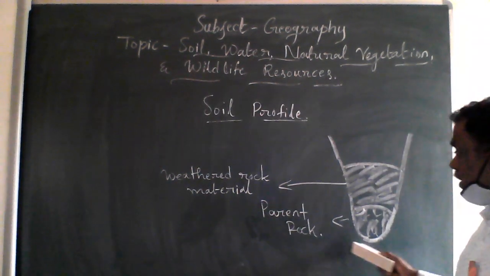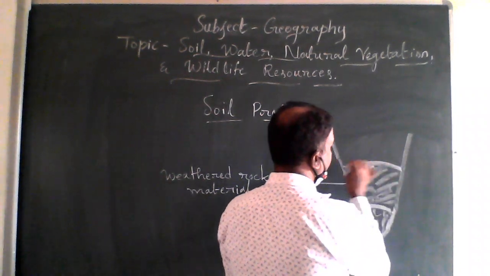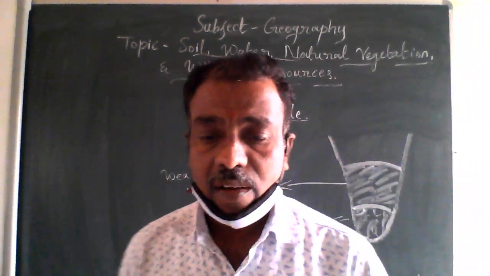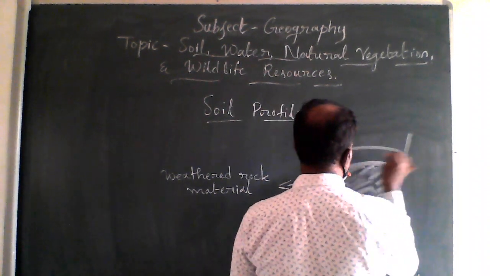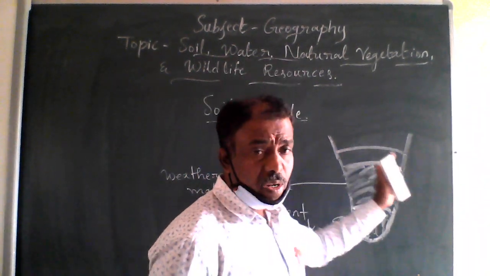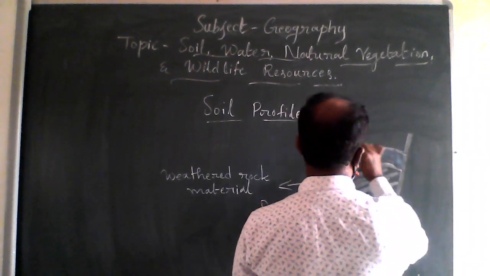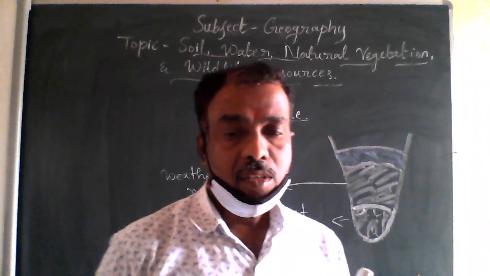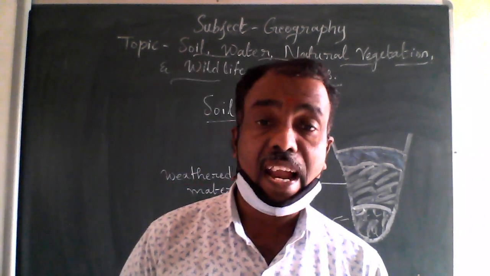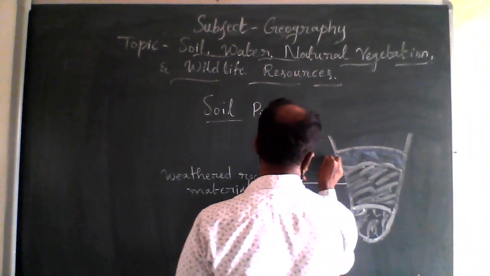Getting it, dear students? This is the parent rock, and this portion is the weathered rock material. Then see this smaller portion, understood now? It is shown in this color. This is actually the subsoil with sand, silt and clay. This portion we used to call the subsoil.